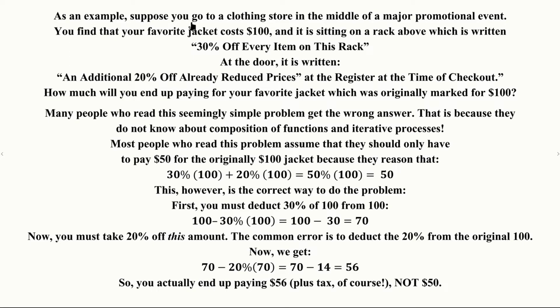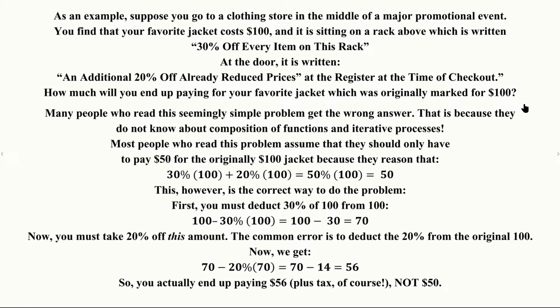Let's say that you go to a clothing store in the middle of a major promotional event, and you find that your favorite jacket costs $100, and it is sitting on a rack above which is written 30% off every item on this rack. Now, at the door, it's written an additional 20% off already reduced prices, at the register at the time of checkout. So how much will you end up paying for your favorite jacket, which was originally marked $100?